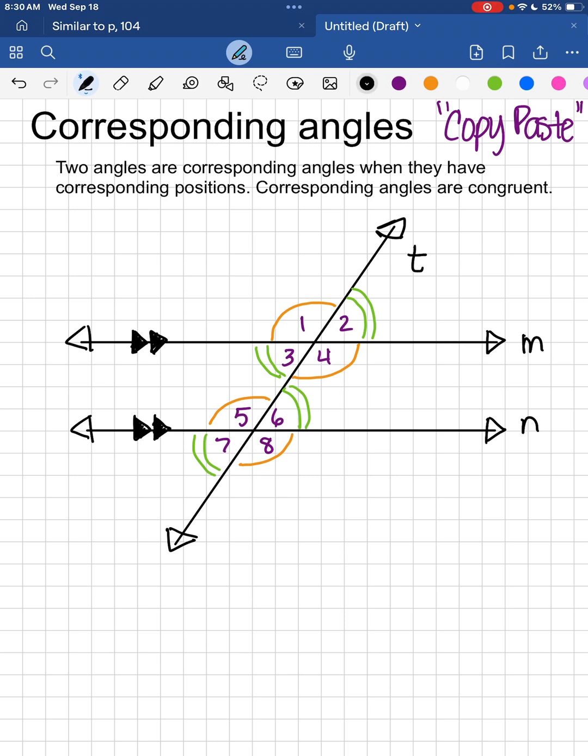So now, what this is going to help you do is identify the angles that are congruent to each other. And then once you learn that corresponding angles are in the same location, the copy-paste angles, if I copied angle 1, it would paste right here on angle 5. Angle 1 and angle 5 are corresponding angles. And look, they both are labeled with the orange angle mark, which means they are congruent to each other. So this is a really good way for you to identify your angles.